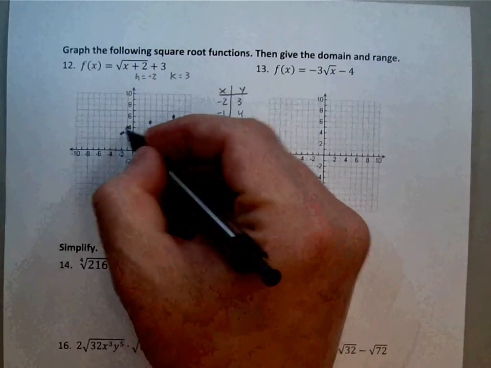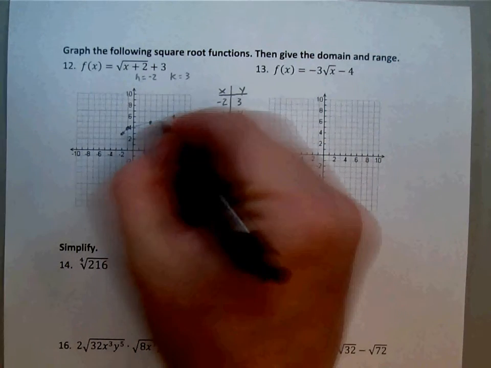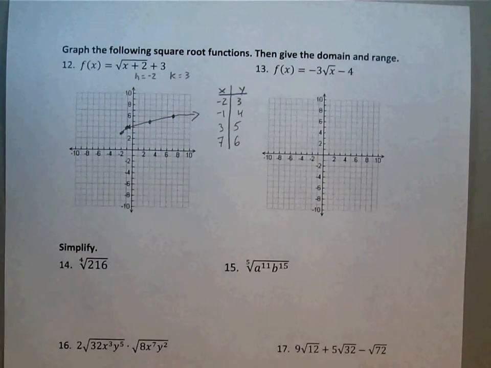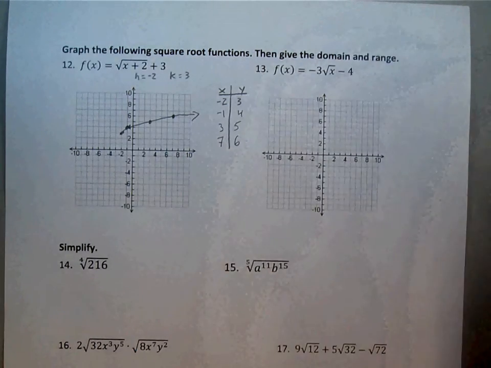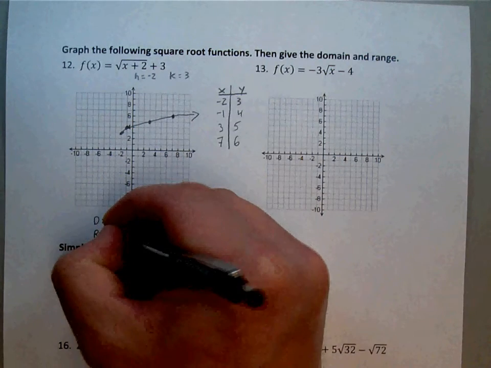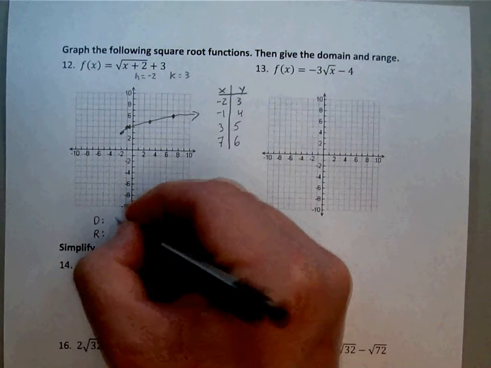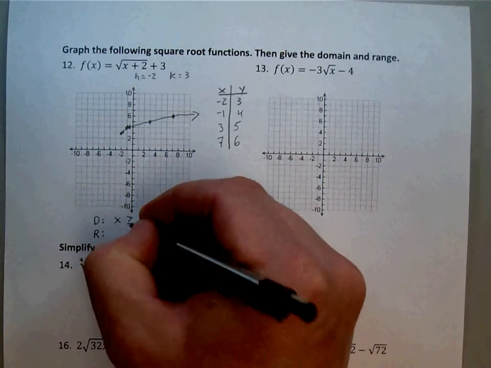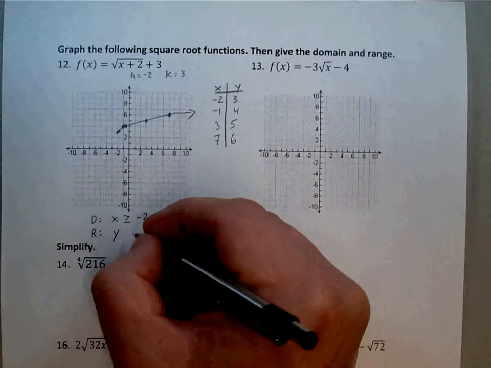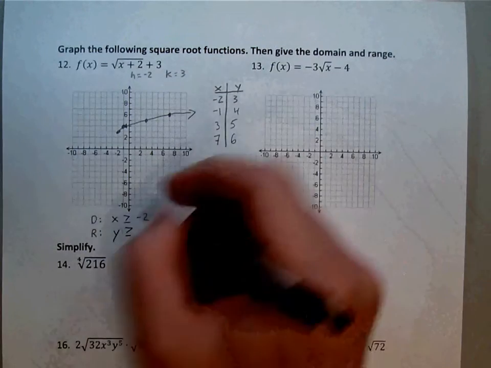Remember, negative 2, 3, that's the beginning of the problem, so don't go through there, don't put an arrow. It does say up here in the instructions, give the domain and the range. So the domain, x is anything greater than or equal to that initial value, the h, the negative 2. Y, it's going up, so it's greater than or equal to the k, which is 3.